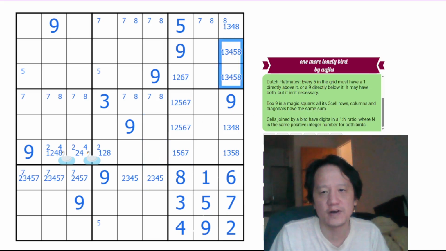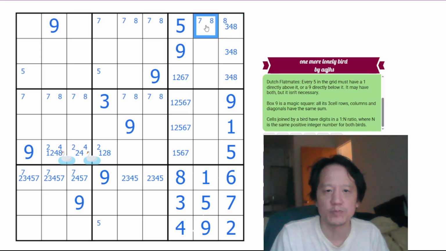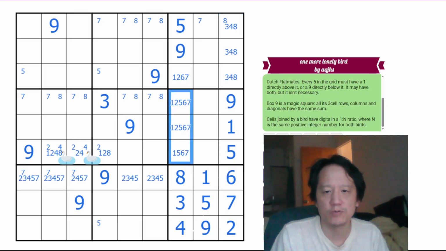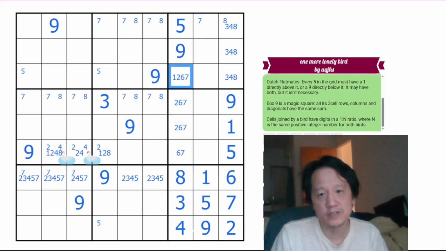These can't be 5. Where is the 5 in column 9? It has to be here, and it must have a 1 directly above it. So this is 1. This cannot be 1. This is a 3, 4, 8 triplet, which eliminates 3, 4, and 8 from the rest of the box. These can't be 1 or 5. That forms a 2, 6, 7 triplet, which eliminates 2, 6, and 7 in the rest of the column. This can't be 2, 6, or 7.